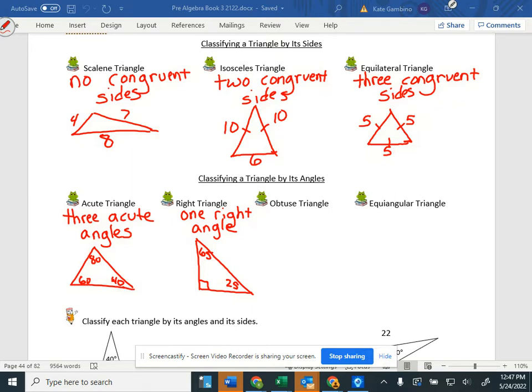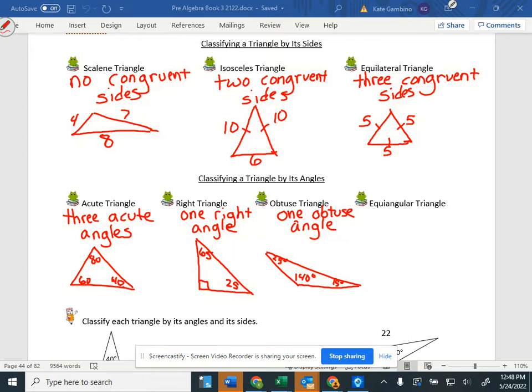Obtuse triangle. What is an obtuse triangle? Caitlin? Doesn't it have one obtuse angle? It has one obtuse angle. So remember that an obtuse angle is bigger than 90 degrees. So maybe that's 140 degrees, and this is 25 degrees, and this is 15 degrees.